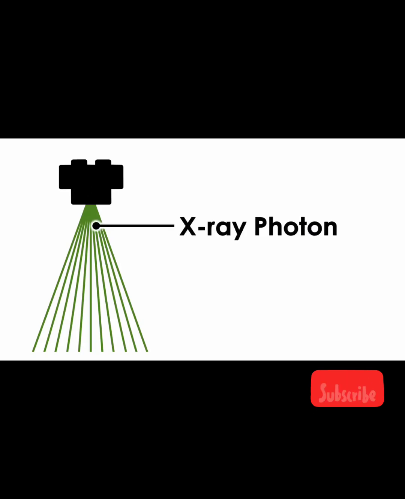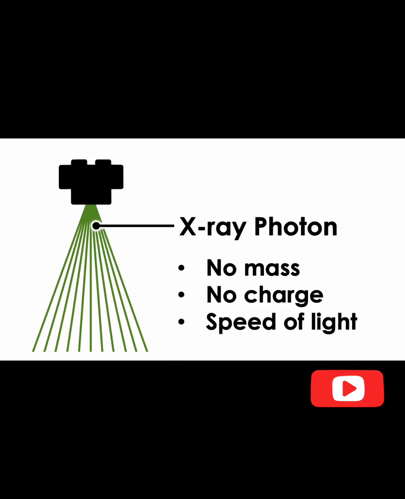So what is an X-ray? An X-ray is simply a tiny package of energy that we call a photon. That's why sometimes we refer to it as an X-ray photon. X-ray photons have a lot of energy, but they have no mass, they have no charge, and they travel at the speed of light. Their velocity never changes.